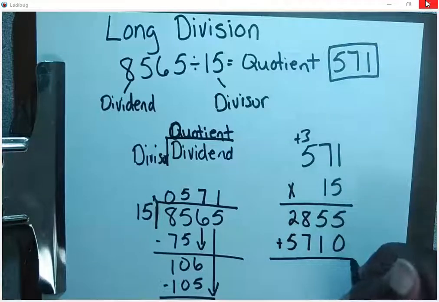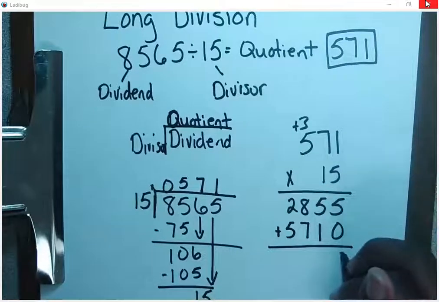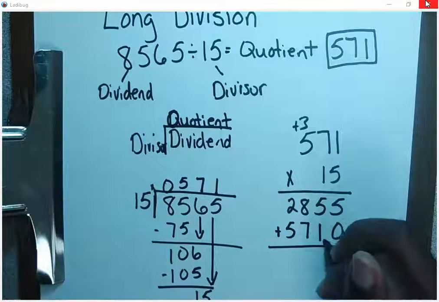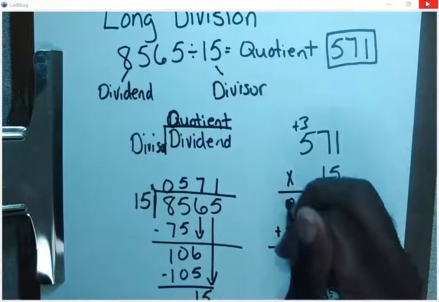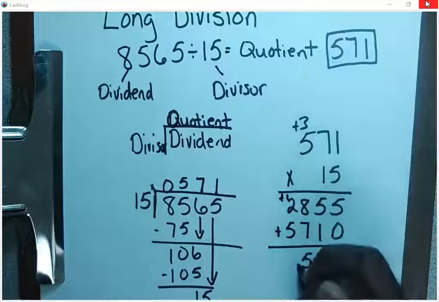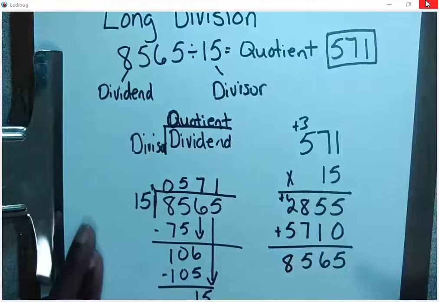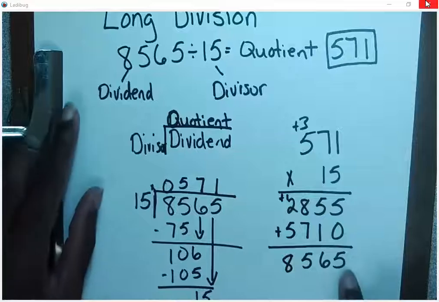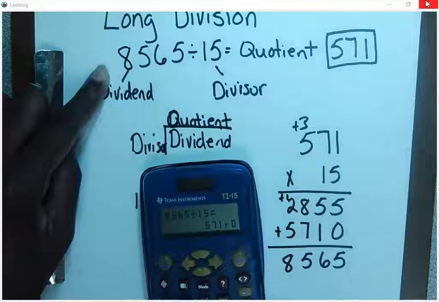And my adding symbol. Now I add my two partial products together. 5 plus 0 is 5. 5 plus 1 is 6. 8 plus 7 is 15. I carry my 1 over. 1 plus 2 is 3. 3 plus 5 is 8. So now I can be reassured two times that my answer is correct because my product right here matches my starting dividend. And we also checked our work by using the calculator also.